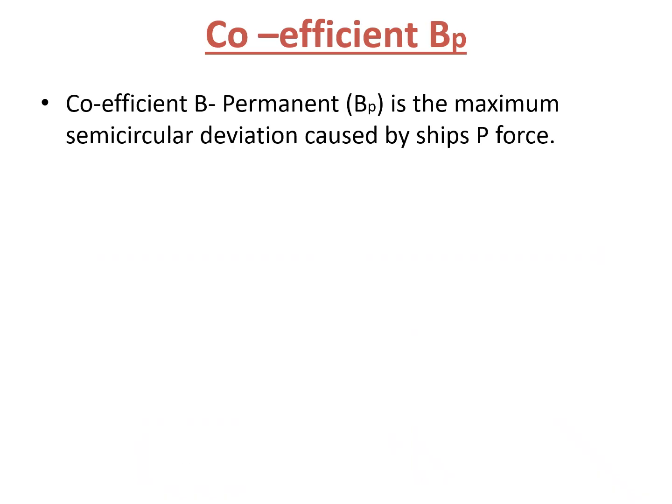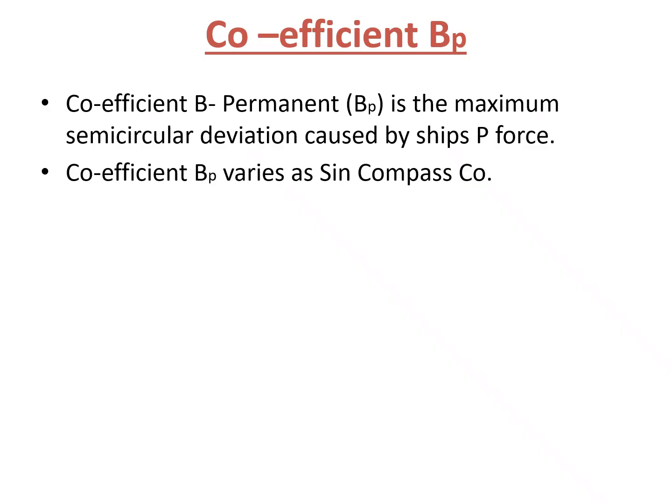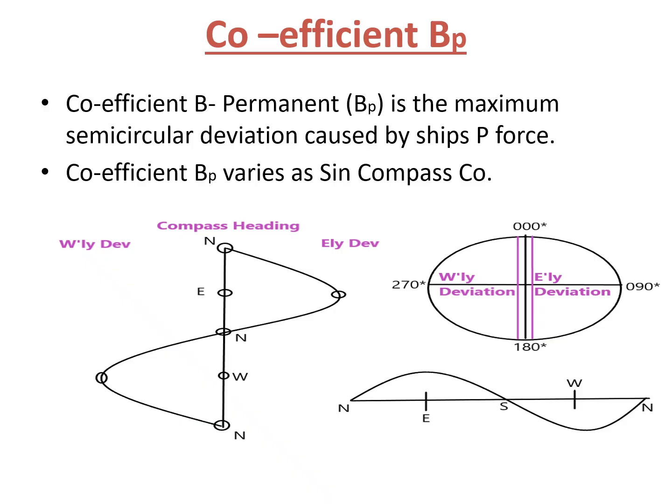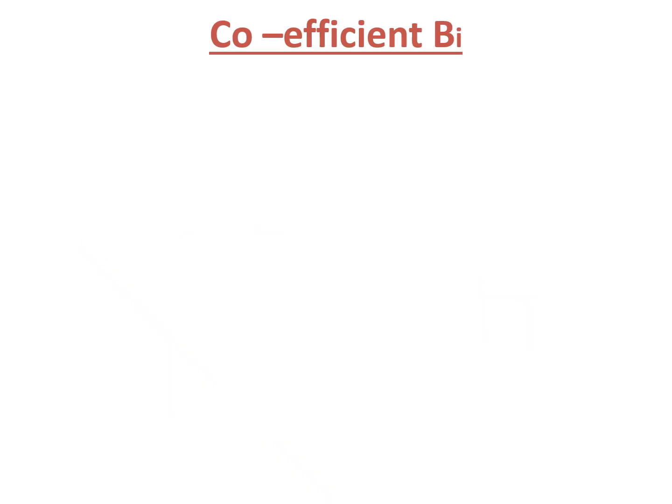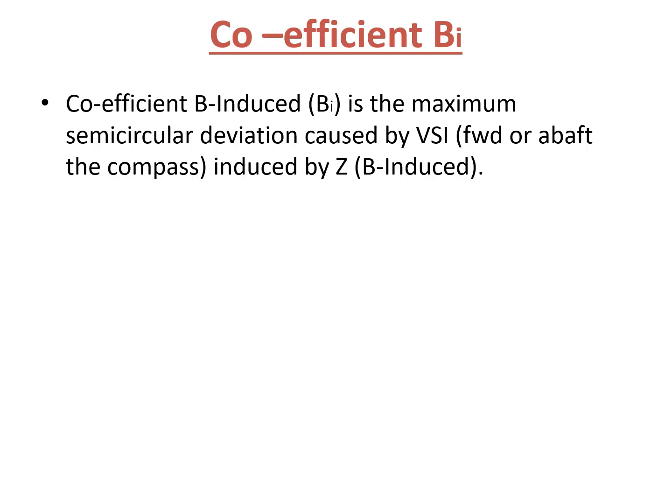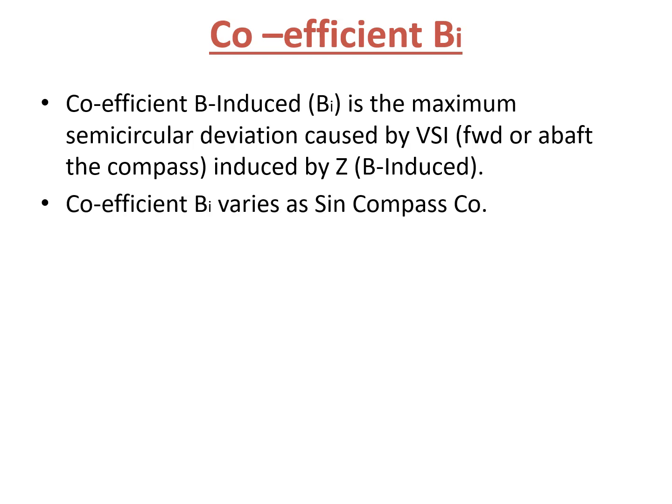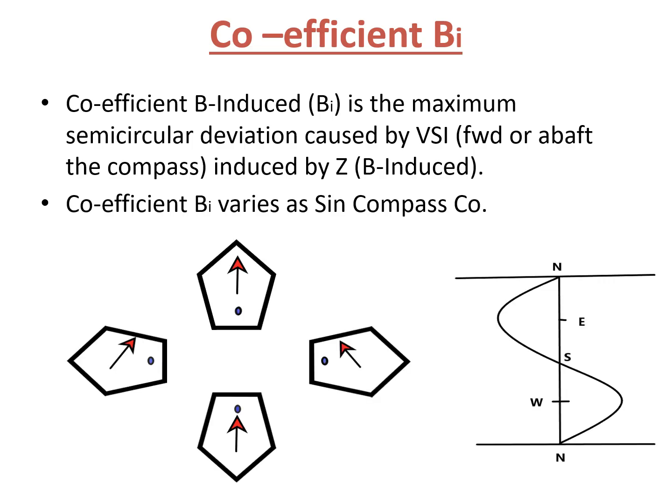Right? So let us see coefficient BP. What is coefficient BP? Coefficient BP or B permanent is the maximum semicircular deviation caused by ship's P force, and we have already seen previously that ship's BP or P force or B permanent always varies as sine compass course, and it gives us a sine theta curve. Right? And coefficient B induced is the maximum semicircular deviation which will be caused by the VSI forward or above the compass position, and it will be induced by jet. And we have already seen in the previous slide that this coefficient B induced always varies as sine compass course. Right? So it will give us a sine theta curve.